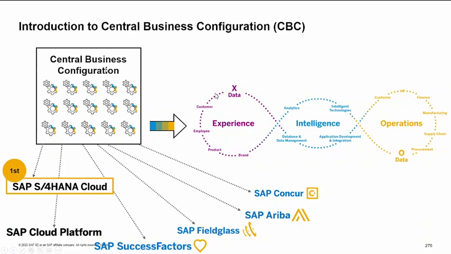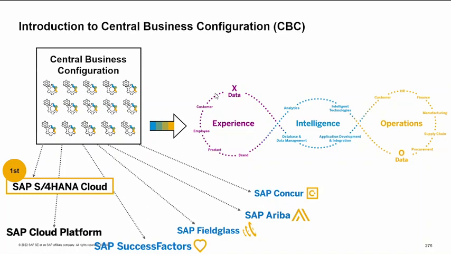For the moment, central business configuration is not implemented for other cloud installations than SAP S/4HANA Cloud. This is the first application for central business configuration, and it is rolled out for the moment. It is delivered together with SAP S/4HANA Cloud. I think during next year we will have more customers having central business configuration, so we will need to update also our systems, and in one of the next sessions we will work with central business configuration.